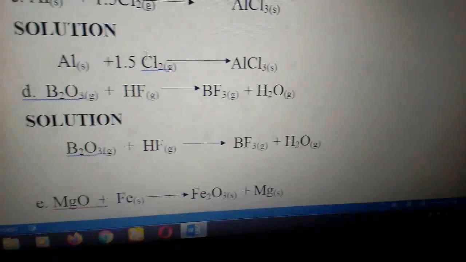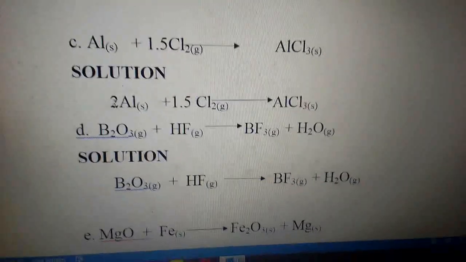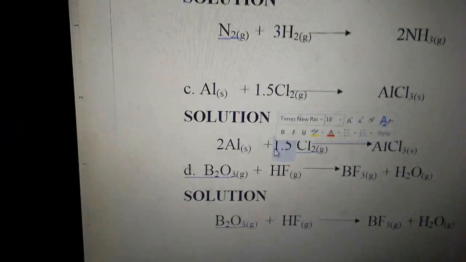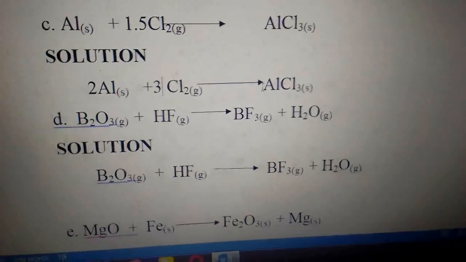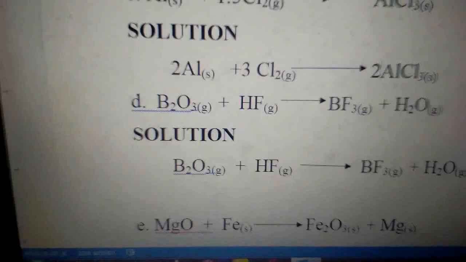We multiply everything by 2. So multiply aluminium here by 2, we have 2 there. Then multiply 1.5 by 2, we're going to have 3. Multiply 1 mole of aluminum chloride by 2, we're going to have 2. So we check it, we now have a balanced equation.